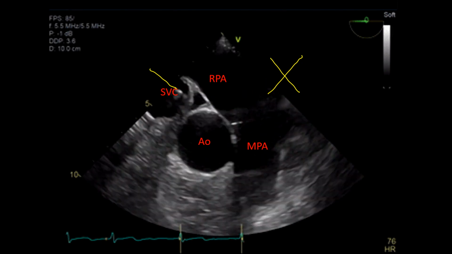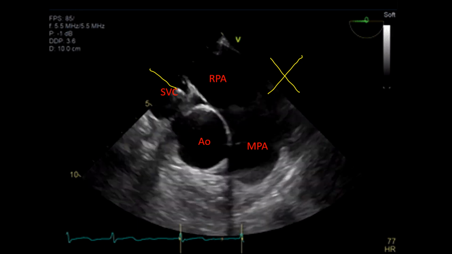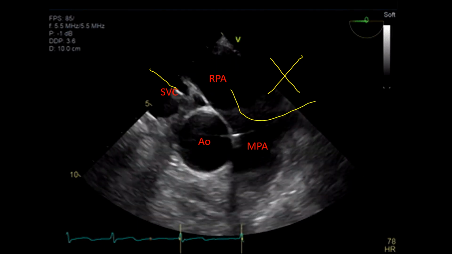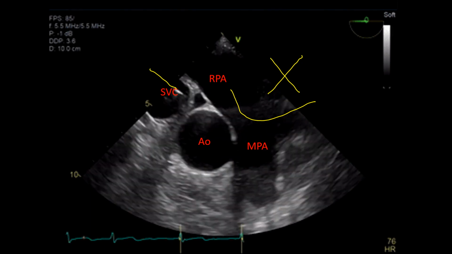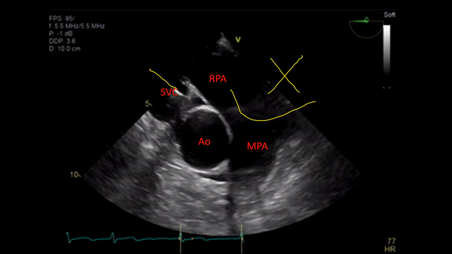People often ask, can you see a pulmonary embolism here? You could. It's just very unlikely because it would have to be a saddle embolus that you would see right here. And we do see them, but usually when people have PEs, they're a little bit more distal, so we don't necessarily see them in this view.